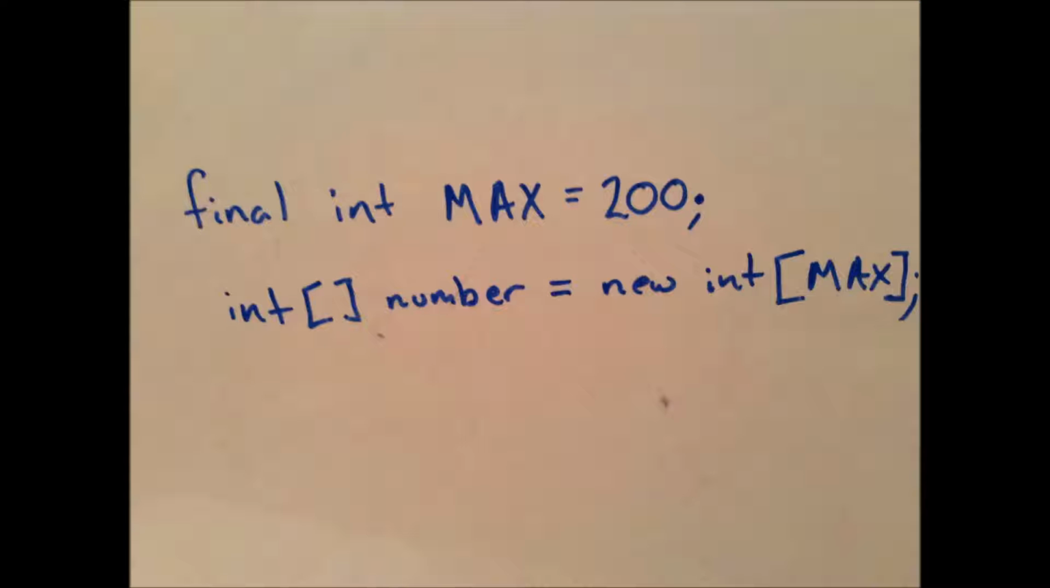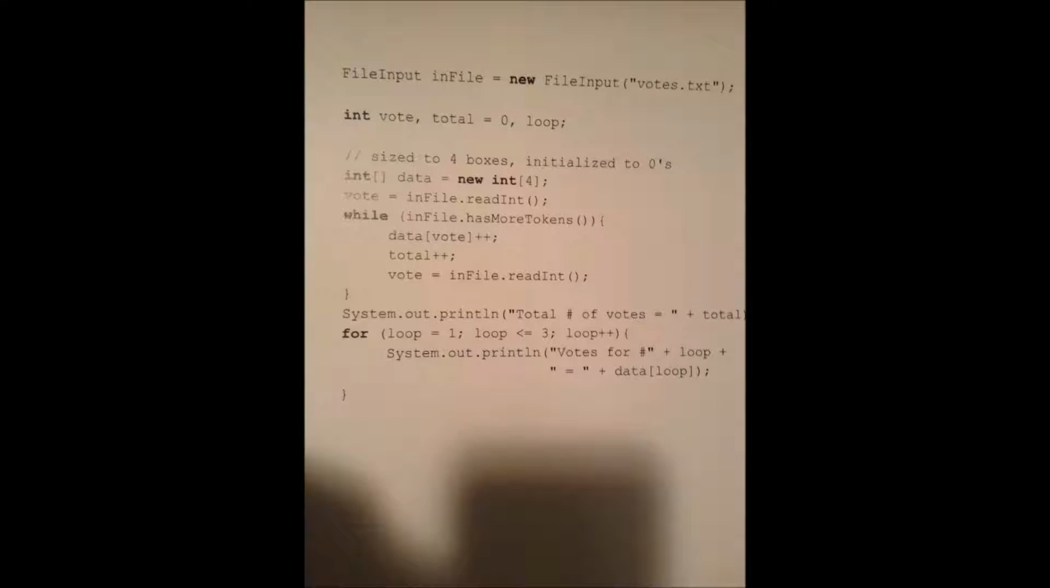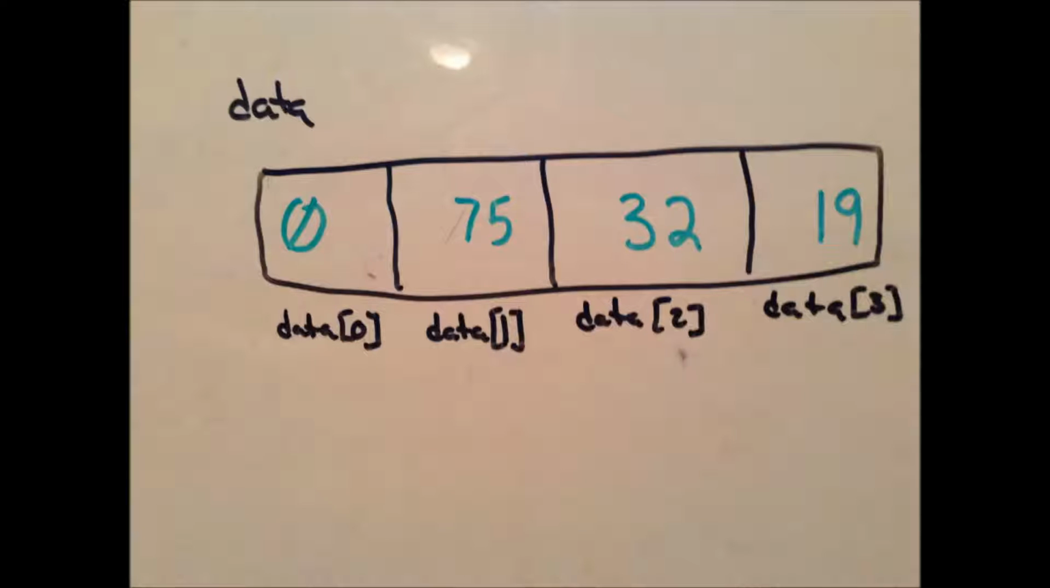Suppose that we have a text file votes.txt of integer data containing all the votes in an election. This election happened to have 3 candidates, and the values in the file are 1, 2, or 3, each corresponding to one of the 3 candidates. The array data consists of 4 cells, each holding an integer value. The first cell, data[0], is allocated but not used in this problem. After processing the entire file, the variable data[n] contains the number of votes for candidate n.